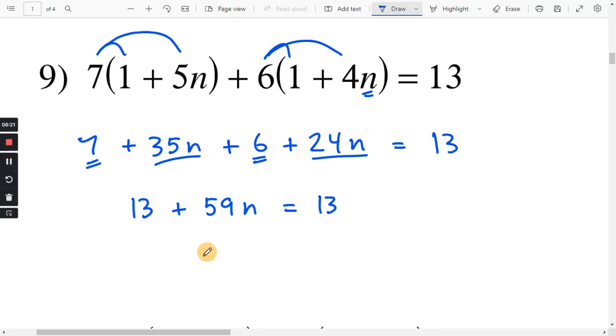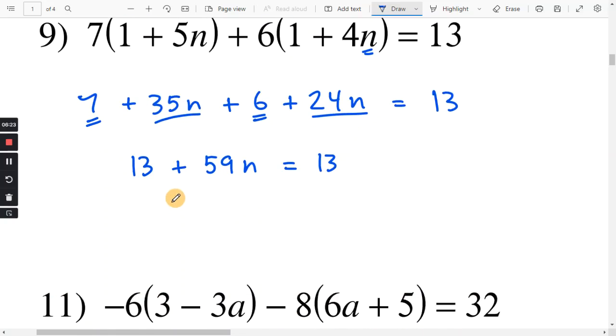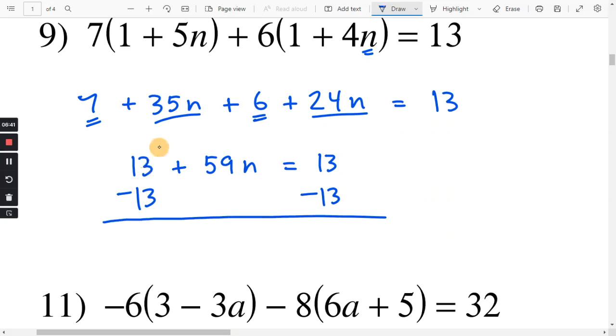All right, we want letters on one side and numbers on the other. So 59n, nothing to combine. Want to get rid of this 13 right here. The opposite of positive 13 is minus 13 or negative 13. Do the same thing to both sides. 13 minus 13 cancels. Bring down your 59n. Bring down the equal sign, and again, 13 minus 13 cancels.